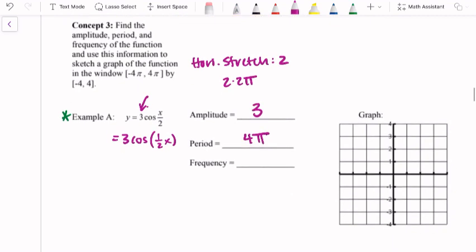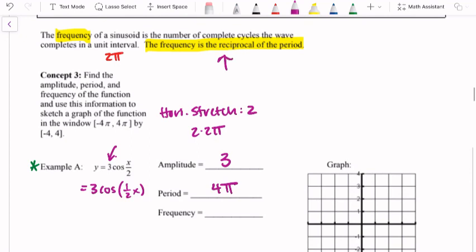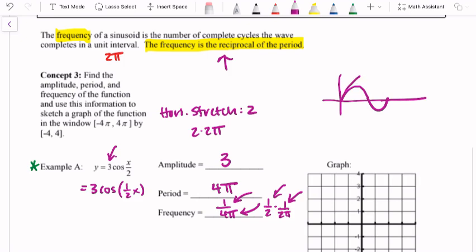To find our frequency, like we saw up here, it's just the reciprocal of the period. So that's going to be 1 over 4 pi. The way I'm thinking about this is we are going to make one full cycle within a 4 pi unit interval. Or we can think about this as 1/2 times 1 over 2 pi, so we're making half of a cycle within that unit interval of 2 pi. Basically we're really stretching this out. It takes twice as long to get there.